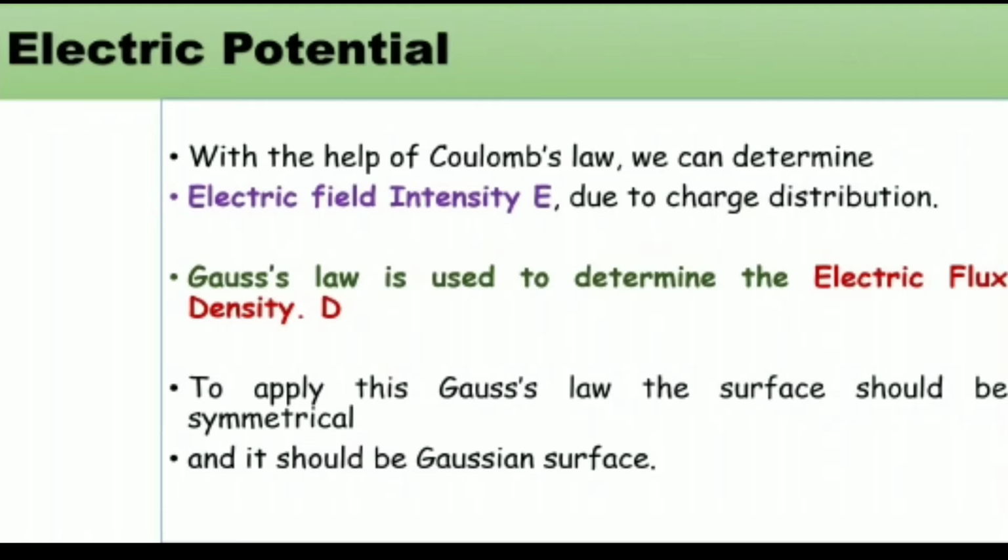And also the following topic after Coulomb's law, we have discussed Gauss law. This Gauss law is used to determine electric flux density capital D. Now, where do we have to apply this Gauss law, and when is it possible to apply it? Gauss law can be applicable when and only if the surface is symmetrical. Such a type of surface is said to be a Gaussian surface. So over a Gaussian surface only we can apply Gauss law.